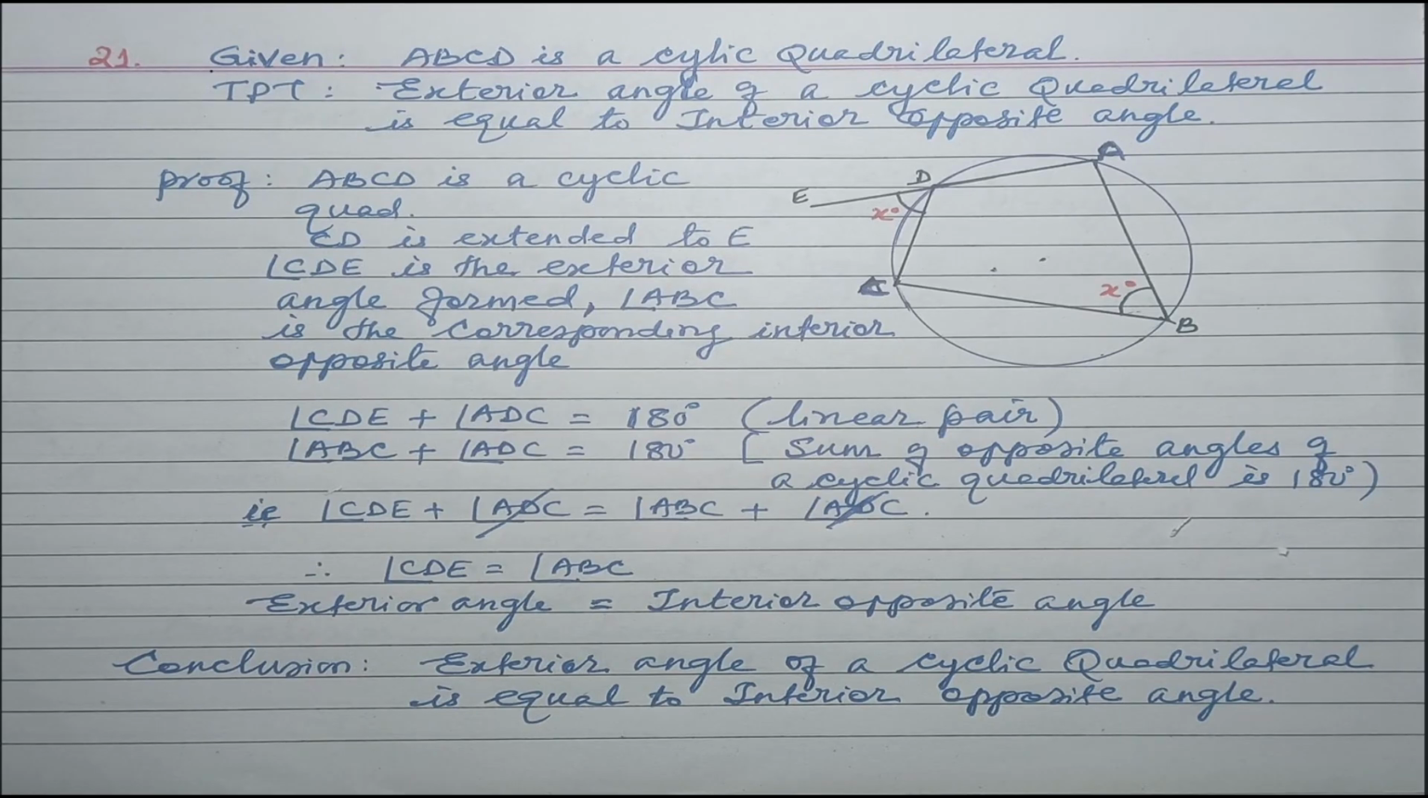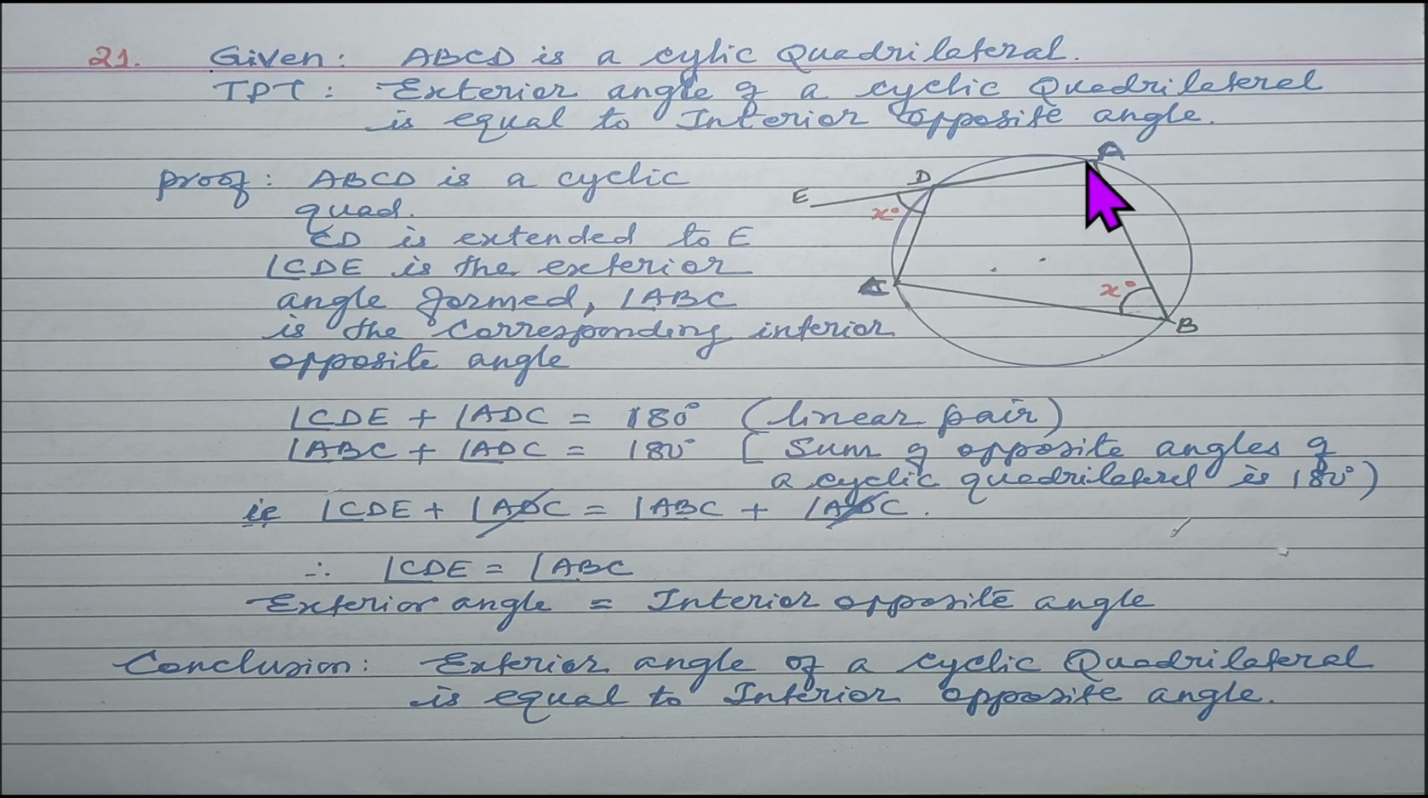Try to remember that. Now coming to the next example, that is the 21st example. We are given ABCD is a cyclic quadrilateral. Now we have to prove that the exterior angle of a cyclic quadrilateral is equal to the interior opposite angle. So let us try to understand this. Now ABCD is a cyclic quadrilateral.